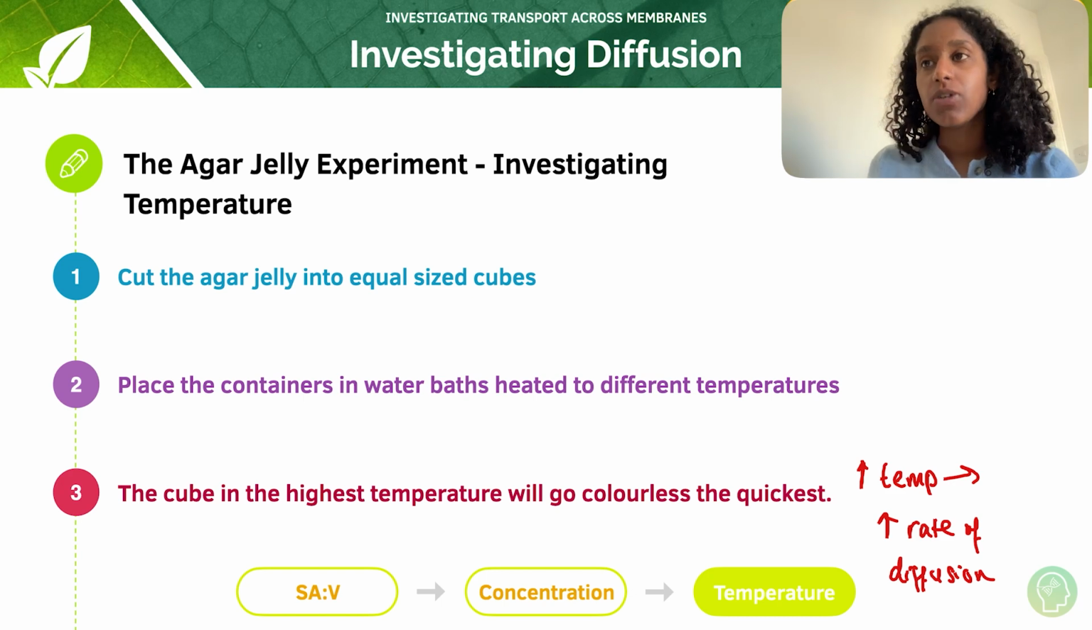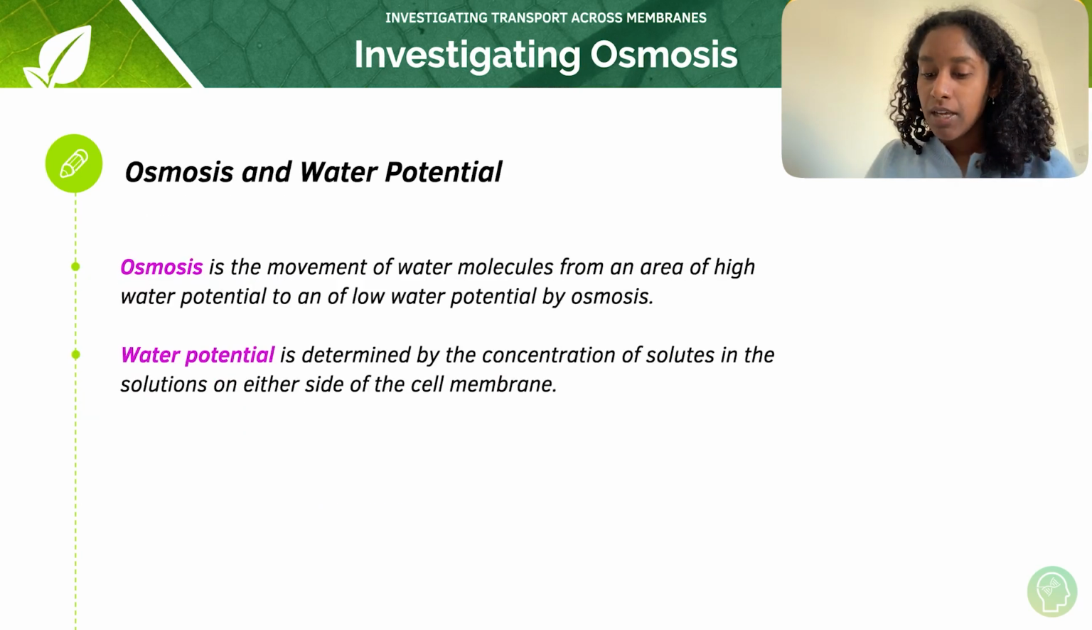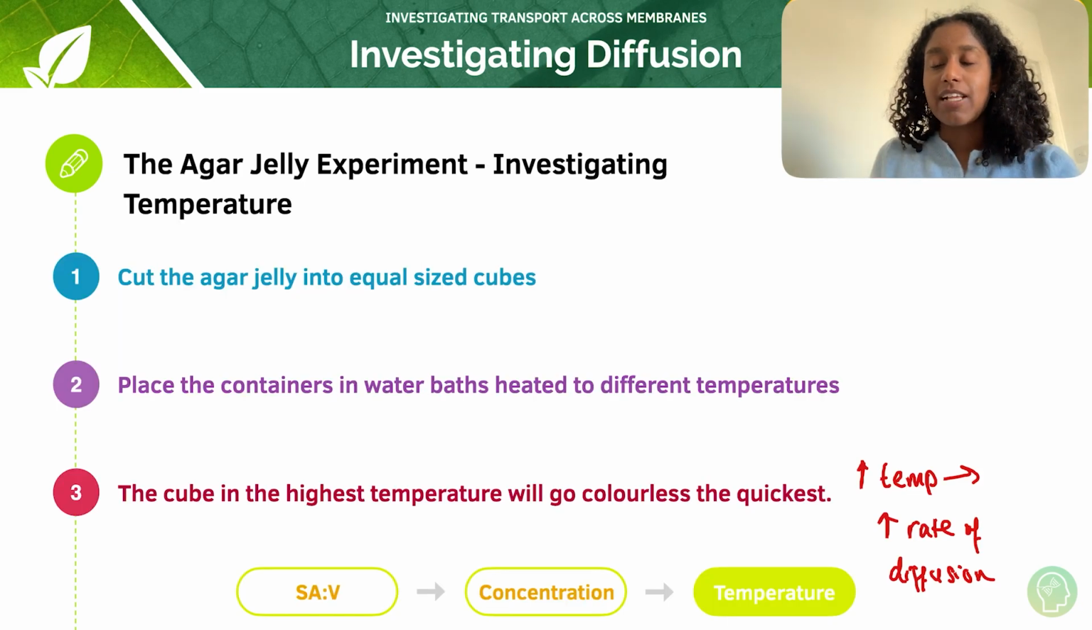So the cube in the hottest container will be neutralised the quickest. So that is how we investigate diffusion.